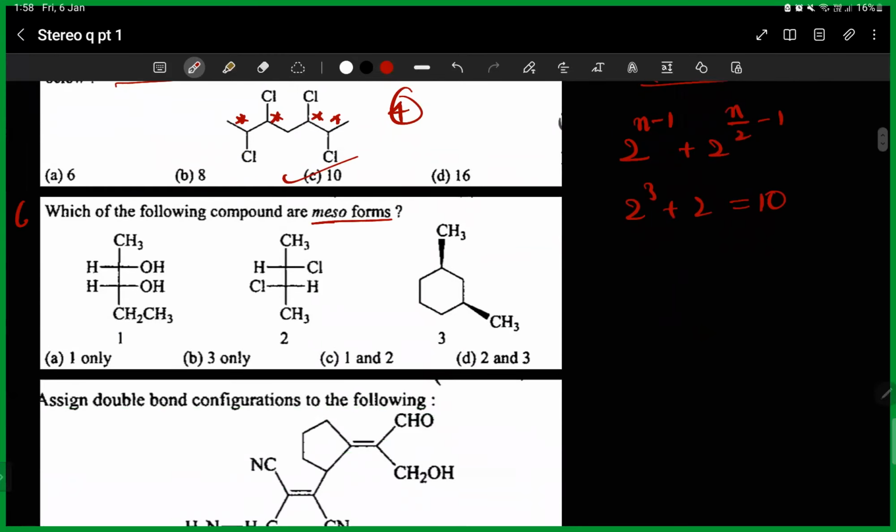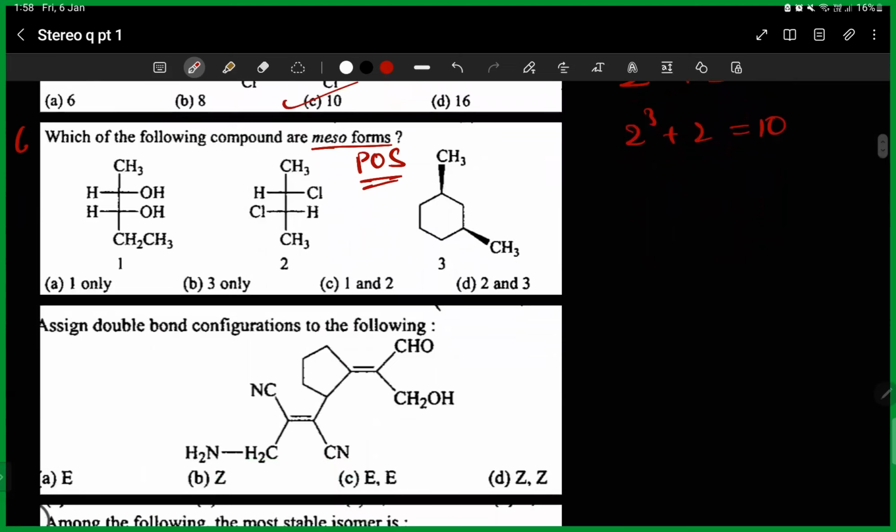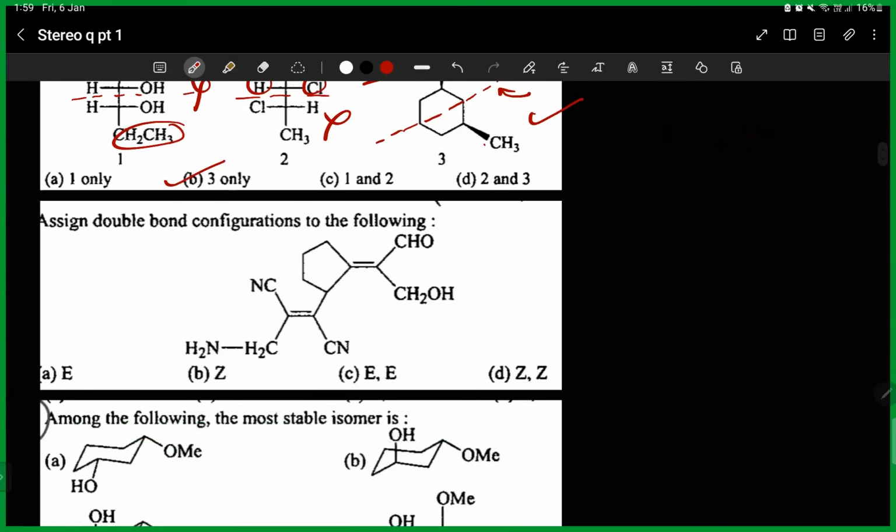Now, sixth question. Which of the following is a meso compound? When you are asked a question with a meso compound, check for the plane of symmetry. So do you have a plane of symmetry here? No, because of the CH3 and ethyl group. You have a methyl group, so you don't have a plane of symmetry. Here, you don't have a plane of symmetry because hydrogen and chlorine are opposite. You don't have a plane of symmetry here. Here, you have a plane of symmetry. See here. Now, when you use this plane, you can clearly see there is a plane of symmetry. Both methyl groups are also in the same direction. So you can see symmetry is there. So 3 only will be your correct answer.